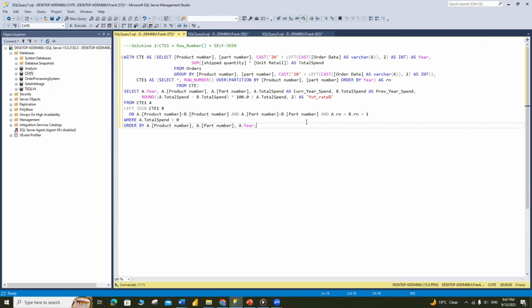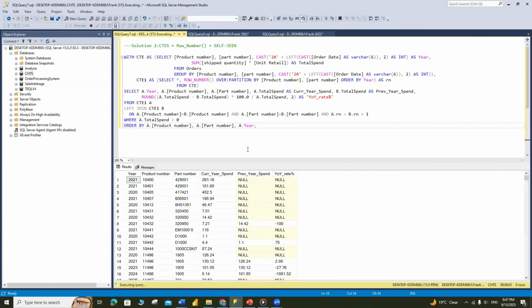We use the same formula as in solution 1 to compute growth rate, and we keep only rows where the current year spend is greater than 0. Both approaches return the same result. The lag solution is shorter and easier to read. The self-join solution is useful when window functions are not available in your SQL environment.